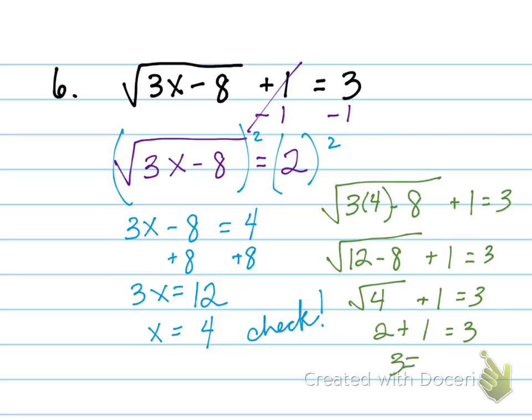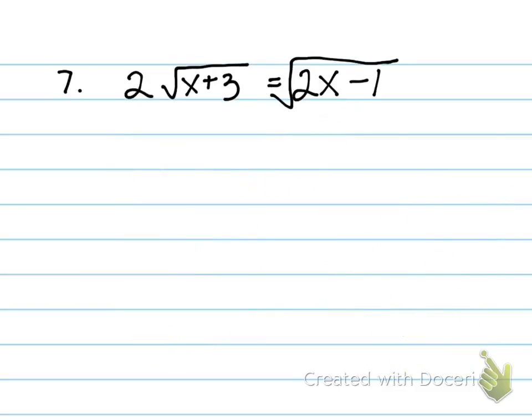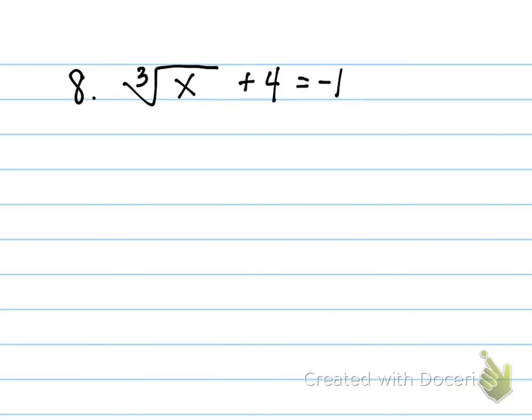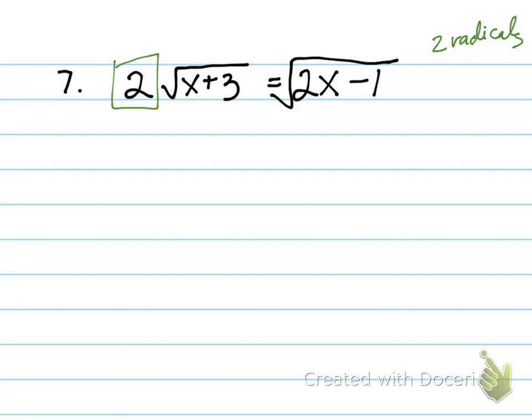So 3 equals 3 works out. So x equals 4 is a solution. Here is something different, and I want you to add this to your notes because it's something that you'll run into on the homework. You have two radicals. If I divide by 2, nothing really happens. There's nothing further I can do to simplify.